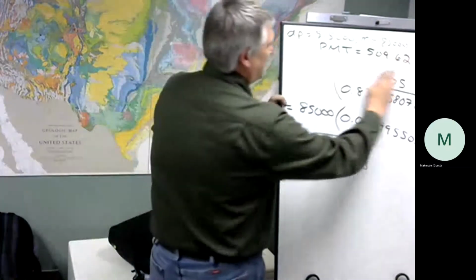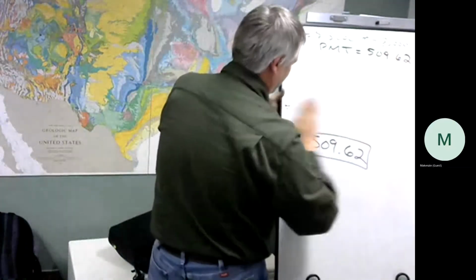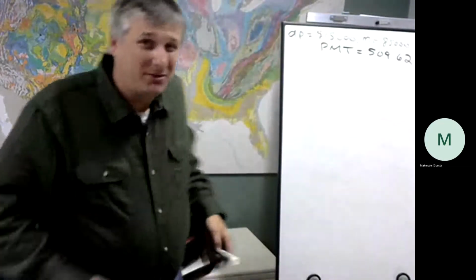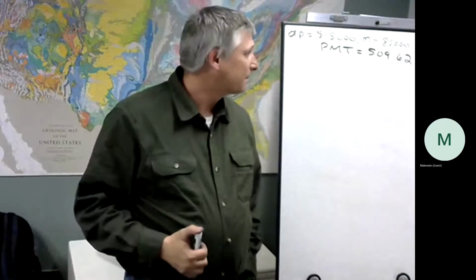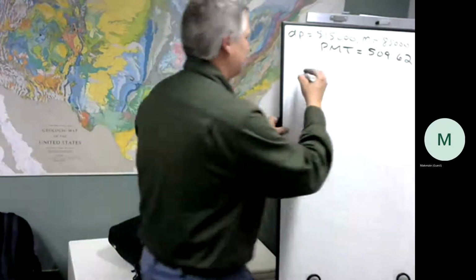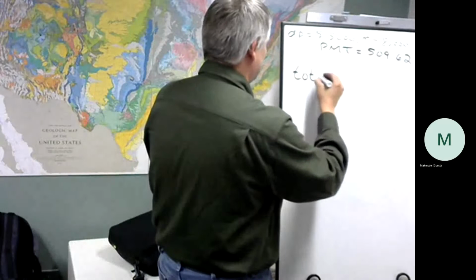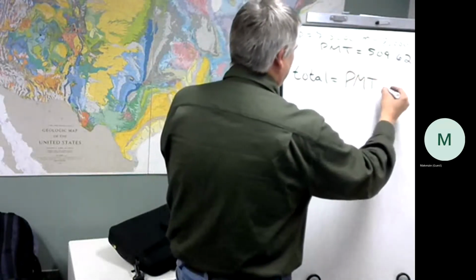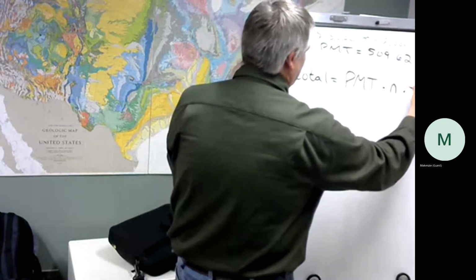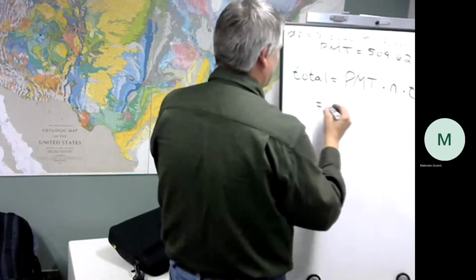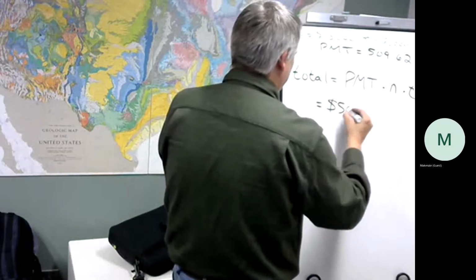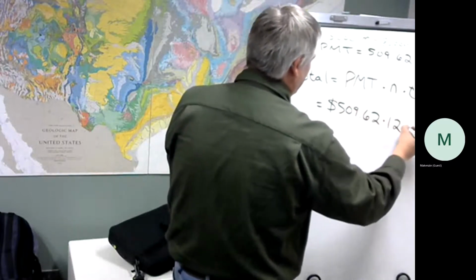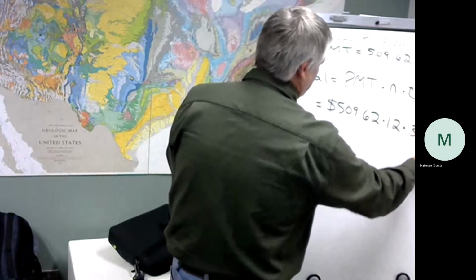So the question, again, they'll ask, how much is this going to be over 30 years? And again, the total is payment times N times T, or 509.62 times 12 times 30.